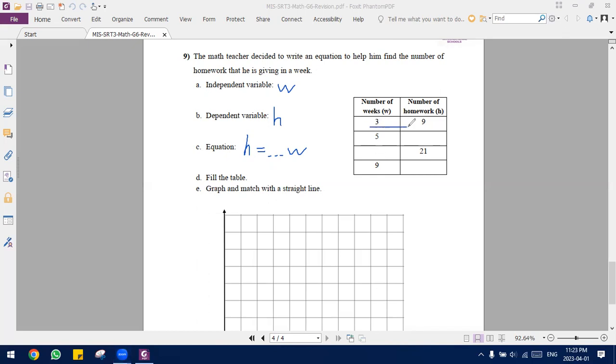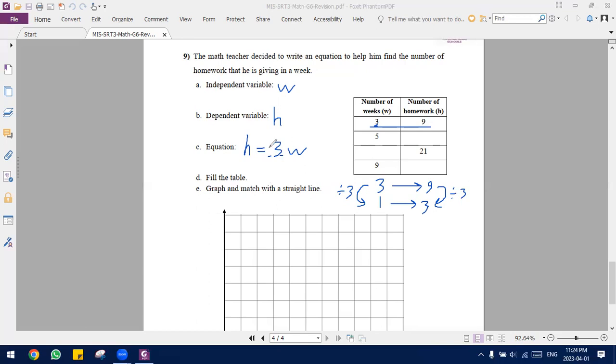If you check, only the first row has all the information, but the other one I don't have. So the only row that I can use is that one. In 3 weeks, 9 homeworks. Now I need the independent variable to be 1. So how can I make it 1? I divide it by 3. So it will be 1 week now. So in 1 week, how many homework? Again, this is similar to an equation: whatever you do on the left, you should do on the right. So here you should also divide by 3. And 9 divided by 3 is 3. So it means 3 homework in a week. And this is the number that we need to place here.